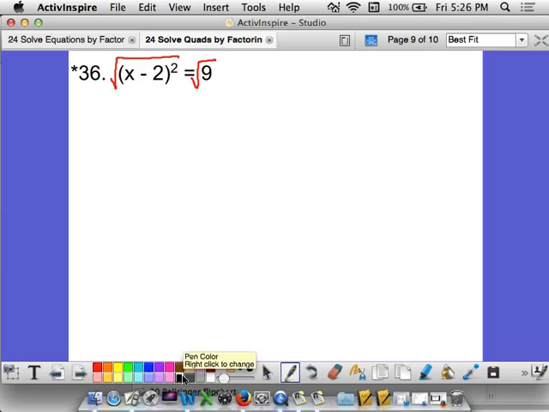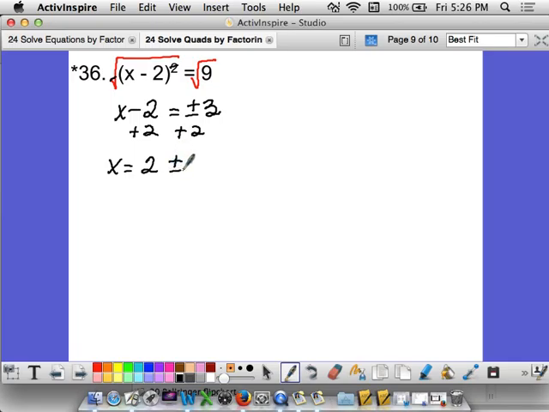What that's going to give me is this. The square root and the square are going to cancel, and I'm simply going to have x minus 2. When you take the square root of both sides, you cannot forget that you have plus or minus. The square root of 9 is 3. You cannot forget that. Now when you go to solve for x and add 2 to both sides, here's what you have. You have 2 plus or minus 3, which means you have 2 things. X is 2 plus 3, and x is 2 minus 3. So x is going to equal 5, or x is going to equal negative 1.